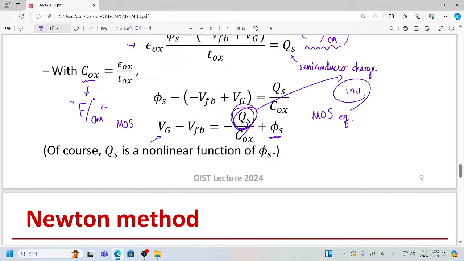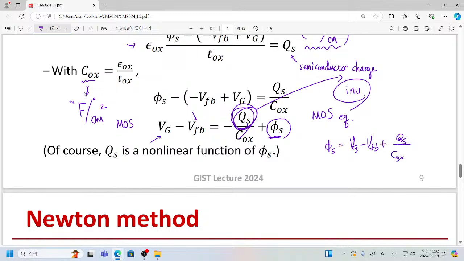Okay, although it is given as a well-known MOS equation, please note that gate voltage is just a number. Flat band voltage is also a number. The only unknown variable is surface potential. So what is the solution? Surface potential is Vg minus V flat band plus Qs over C ox.